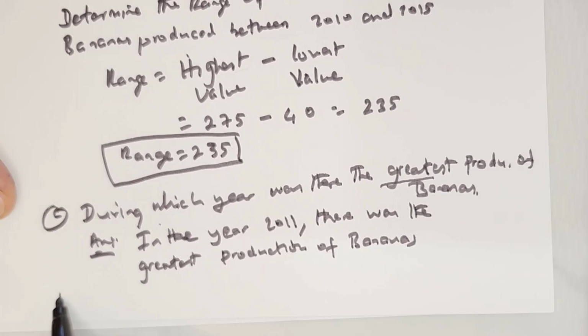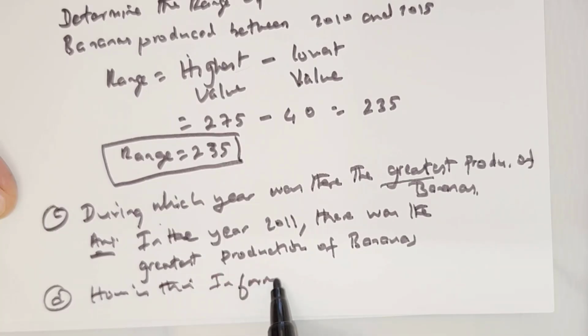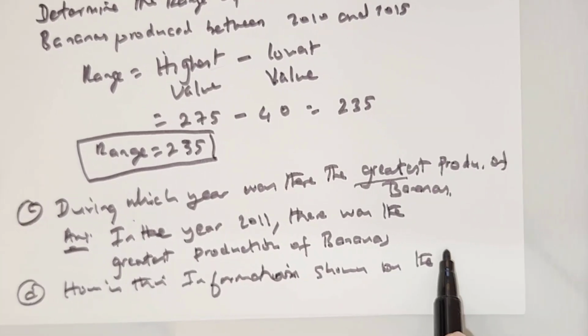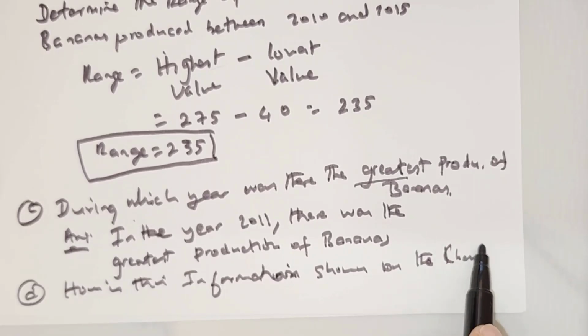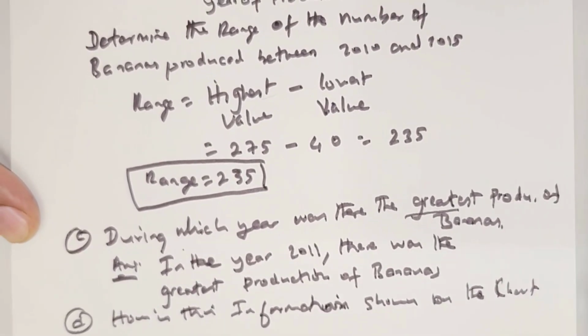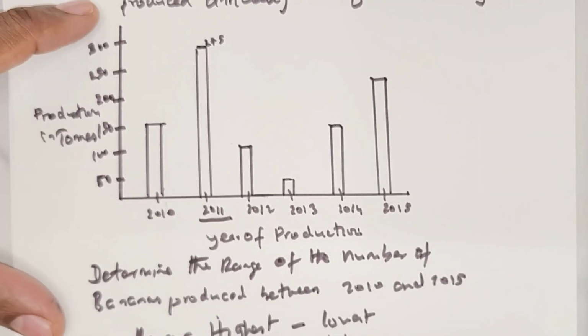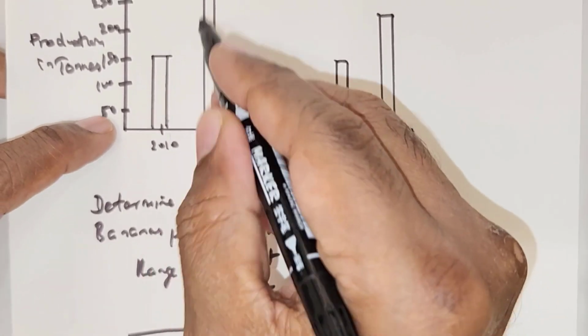So the next question, what is this question? How is this information shown on the bar or on the chart? So how do you see this information on the chart? Can you tell me? This is the chart. How is this information represented? So what do you see?